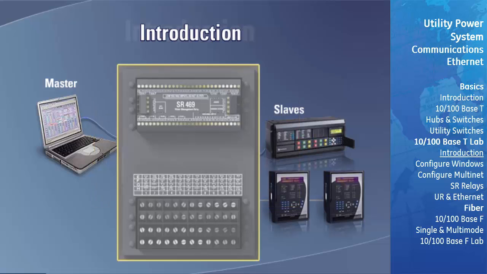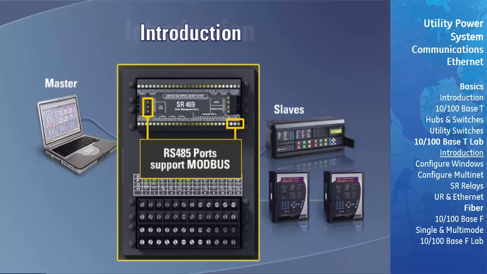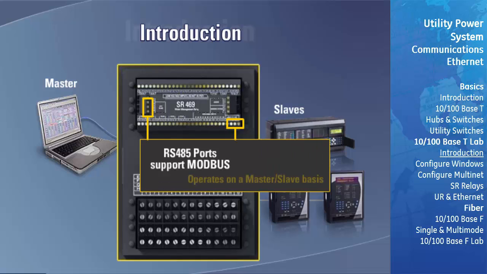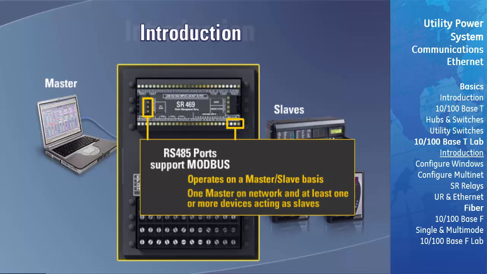The GE Multilin RS-485 ports support a protocol called Modbus, which we will discuss in detail later in the course. At this time, it is sufficient to say that the Modbus protocol is like a language and operates on a master and slave basis. Within the implementation of Modbus, there is only one master on the network and at least one or more devices acting as slaves. The master initiates all communications.